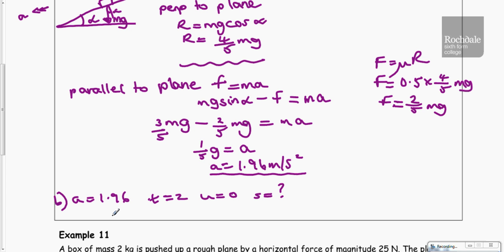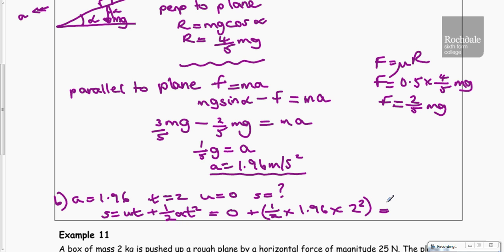Looking at the variables involved, I would use s equals ut plus a half a t squared. So u is 0, and then it's a half times a times t squared. Working all that out, it works out to be 3.92, but because we're working to two significant figures, 3.9 meters is the distance.